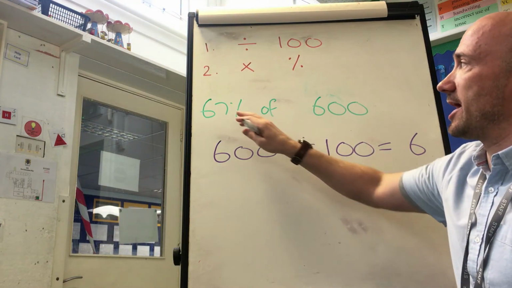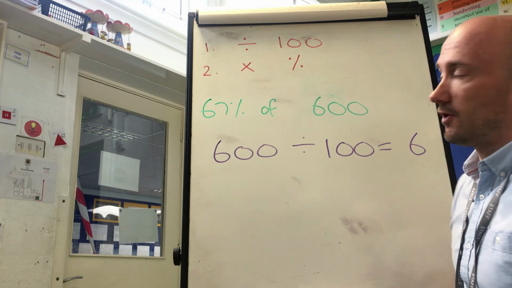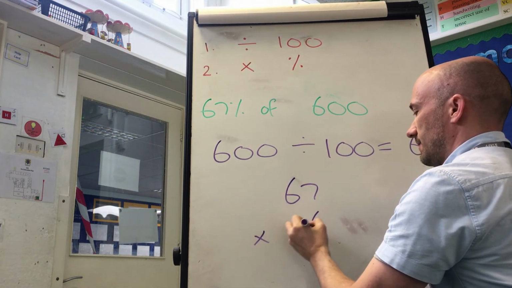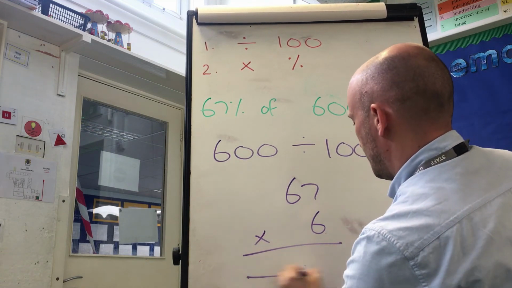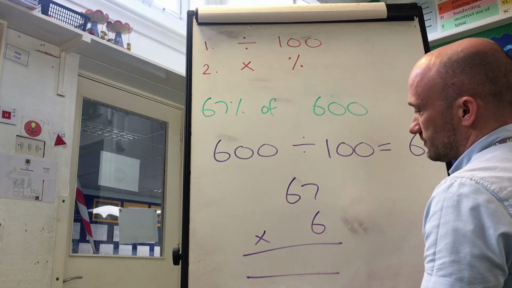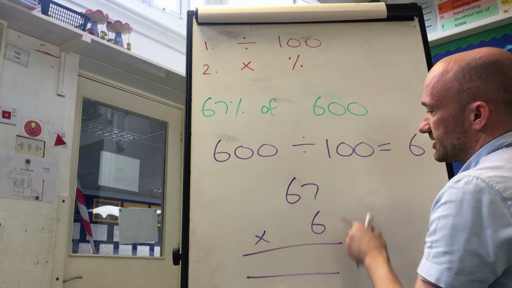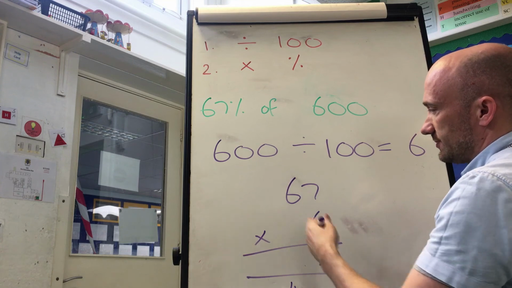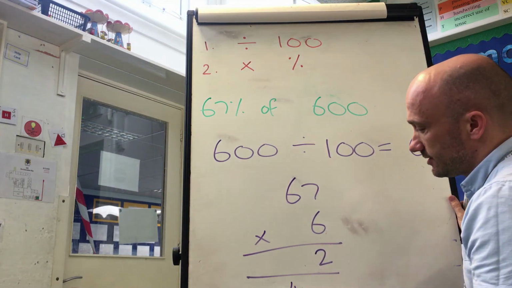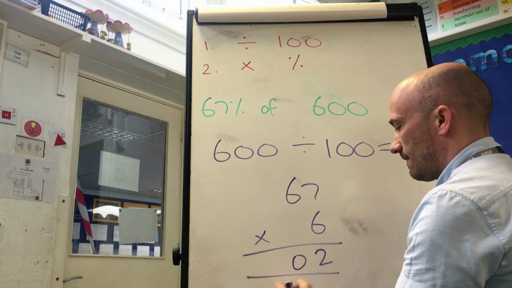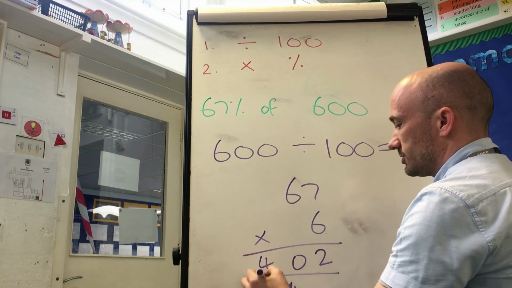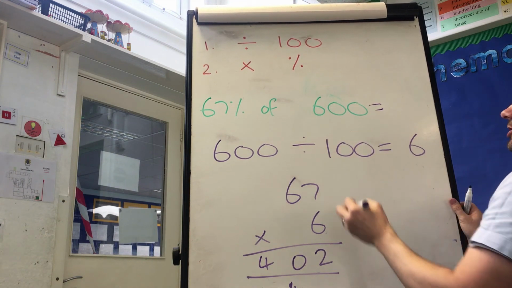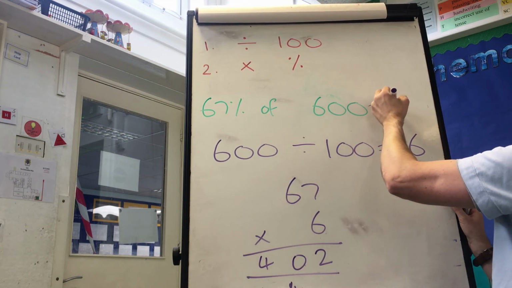And then I need to multiply that again by the percentage that I want to find. So I want to find 67%. Okay, I'm going to multiply that to get my answer. So 6 times 7 is 42. 6 times 60 is 360. Add the 40. My final answer is going to be 402. So 67% of 600 is 402.